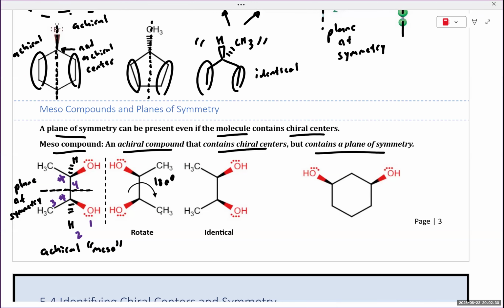Now, let's take a look at another example of meso compounds. In this case, I will tell you up front that this molecule is achiral. What I would like for you to do is to identify the axis or plane of symmetry. Where is the plane of symmetry in this molecule? And I'd like you to draw it out. So take a few moments and then we'll discuss.